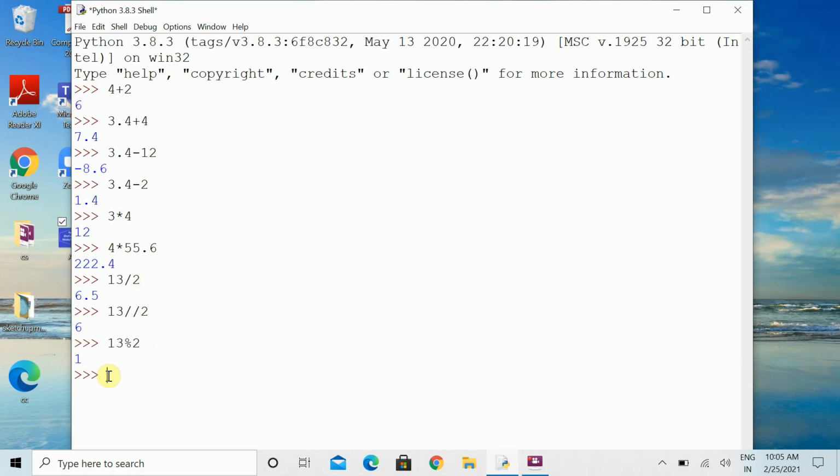Suppose when we are checking for even numbers and odd numbers, we can use this symbol, because if the number is fully divisible by 2, then the remainder will be zero. For that we will use this modulus operator symbol.